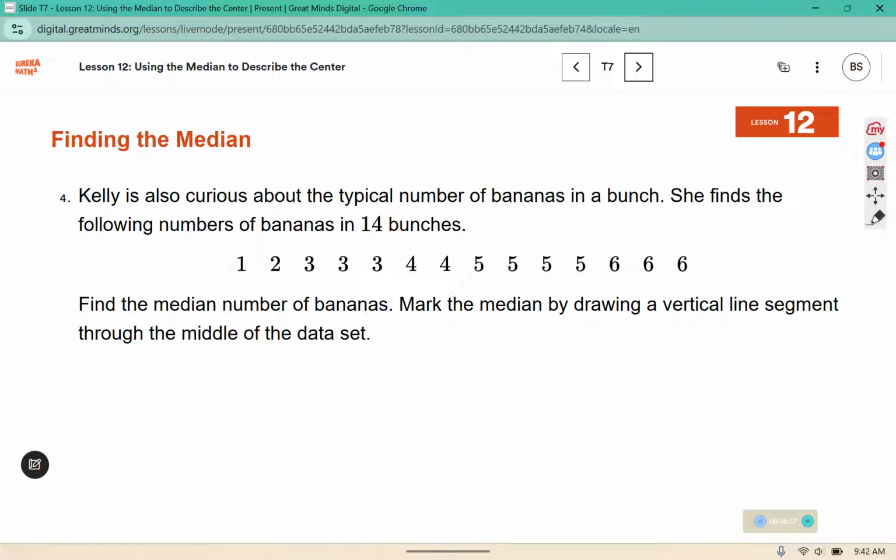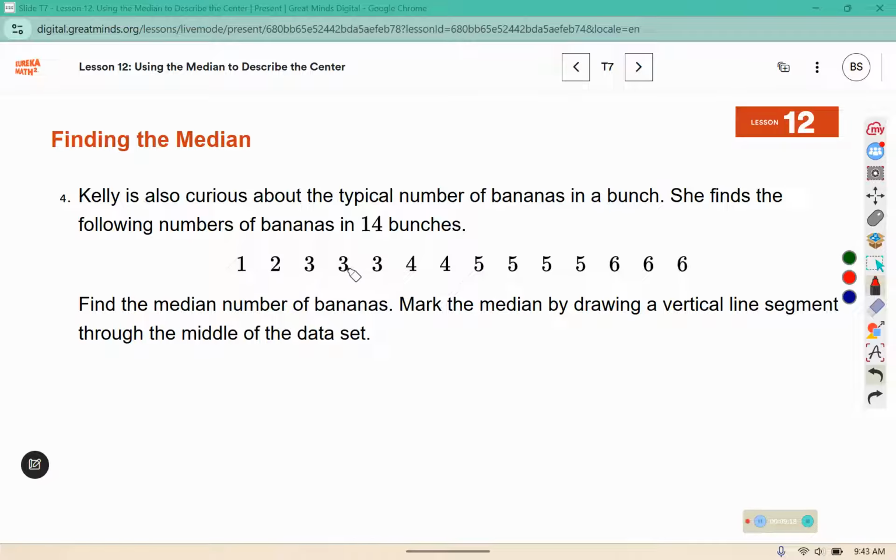Kelly is curious about the typical number of bananas in a bunch. She finds the following number of bananas in 14 bunches. Find the median number of bananas and mark the median by drawing a vertical line segment through the middle of the data set. If there are 14 bunches, that means we could put 7 numbers on each side.